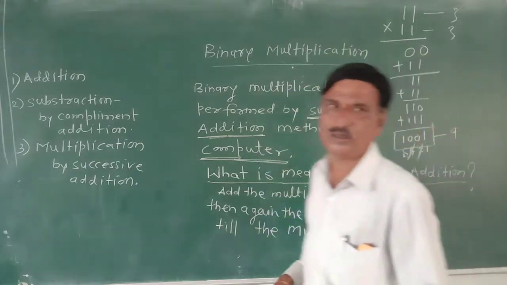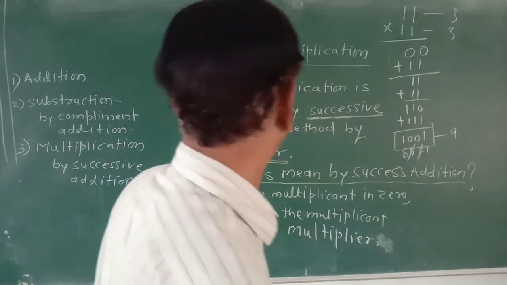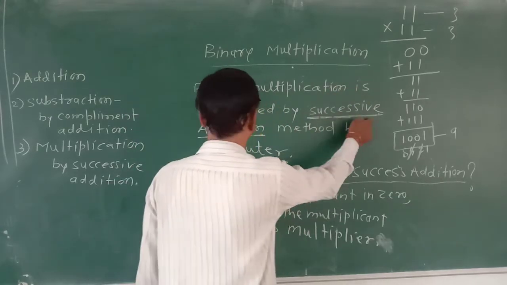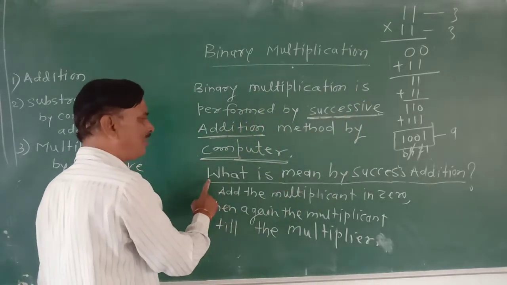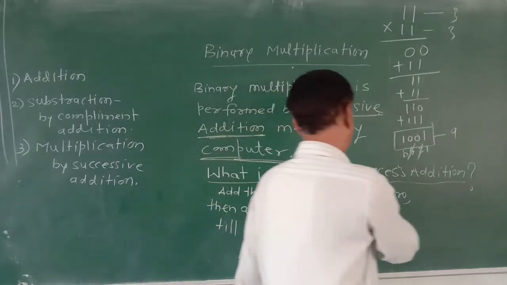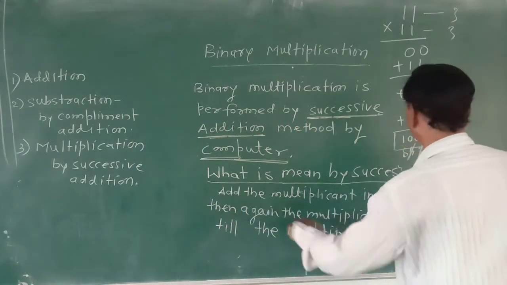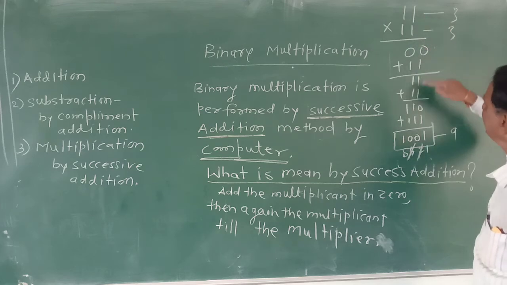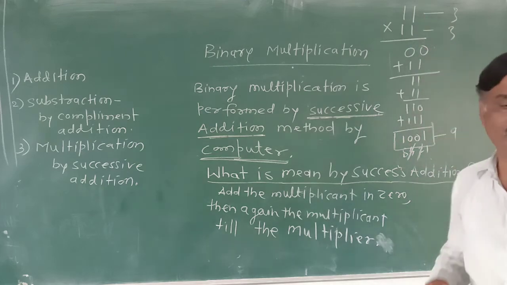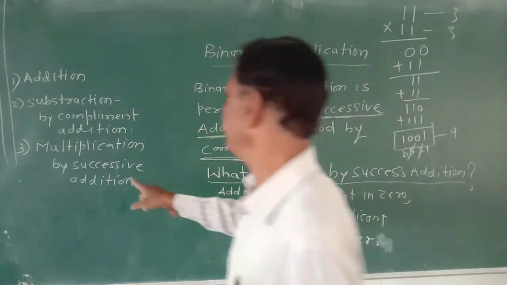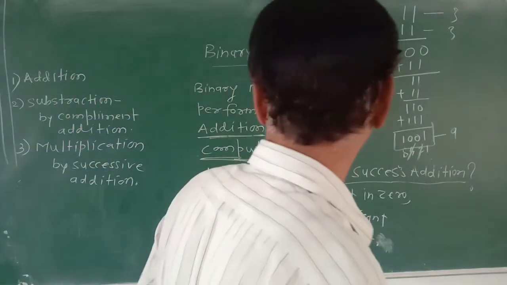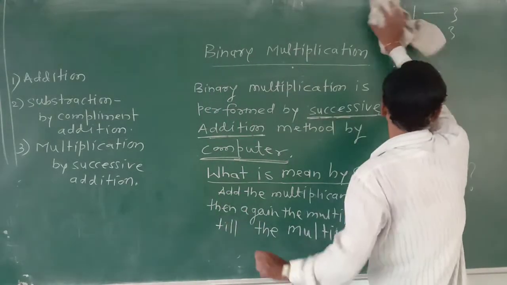So this is the binary multiplication. How is binary multiplication performed? Binary multiplication is performed by the successive addition method. And what is the successive addition method? Add the multiplicand in 0. Again add the multiplicand. So 3 is added 3 times. Why? Because the computer works by the successive addition method.